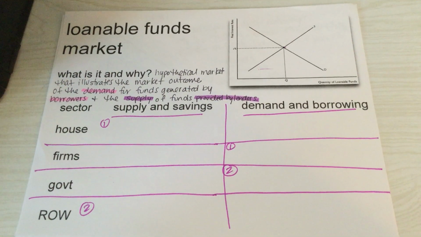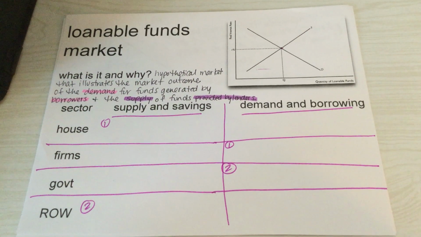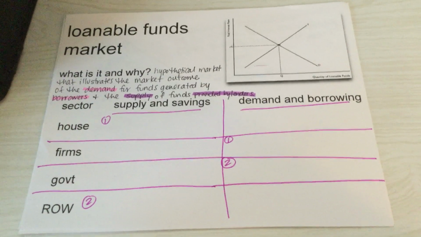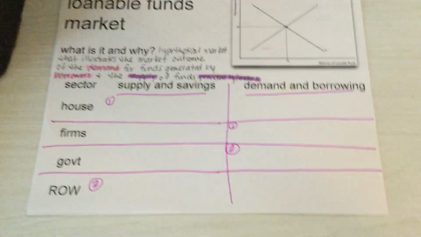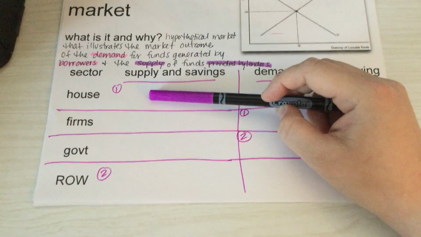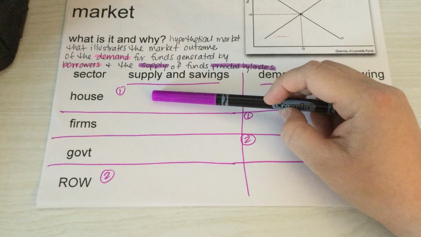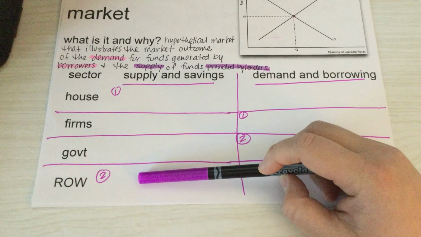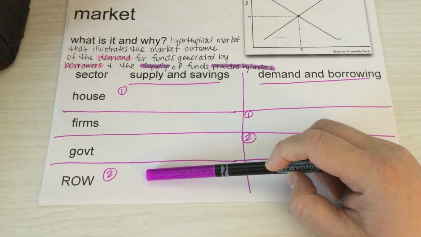So this next video is going to talk about the shifters of the supply curve and also the demand curve of the loanable funds market. I want you to organize your notes accordingly. Basically, there are two sectors of the economy that affect the supply curve, which are households, who are saving their money, remember we said, and then the rest of the world, this is capital inflow. And we'll talk about the shifters in just a minute.